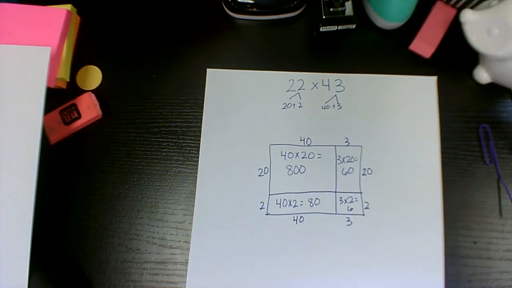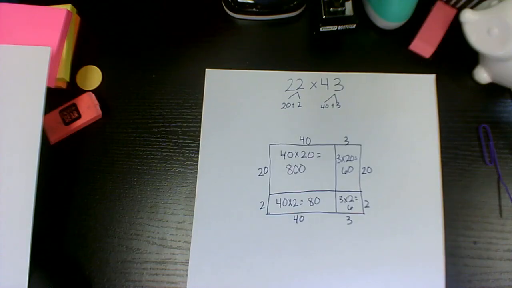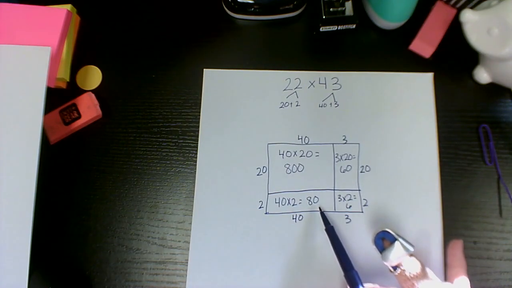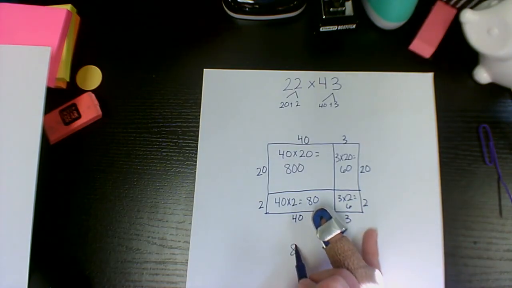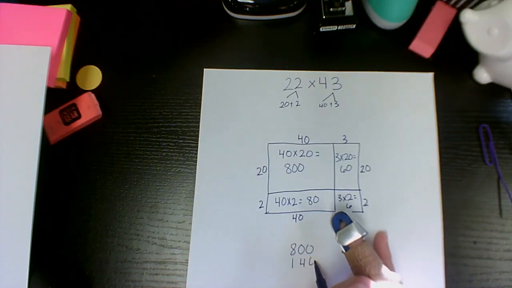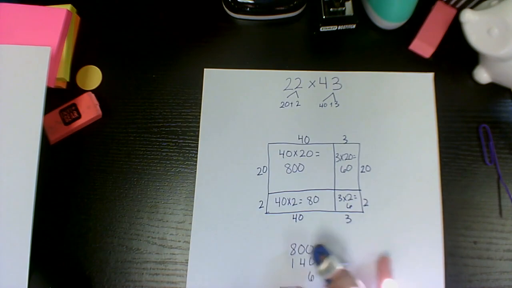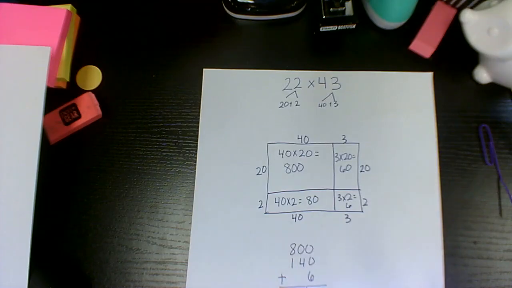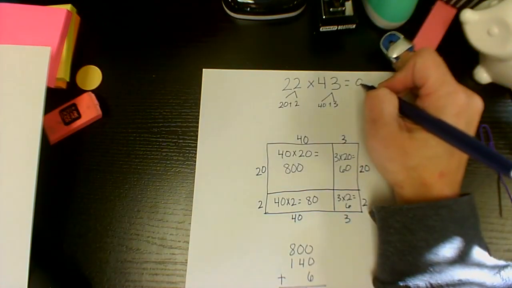So now I will put them all back together. I know that 60 plus 40 is 140. So I know that this is becoming 800, 140, and 6. So my answer to 22 times 43 is 946.